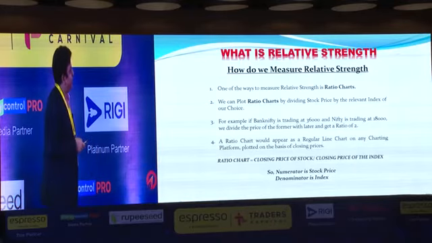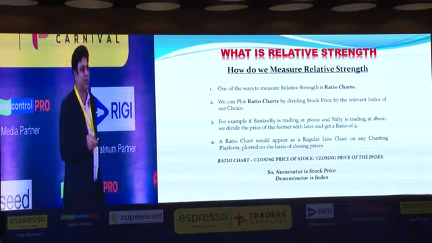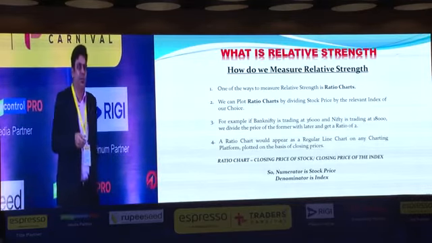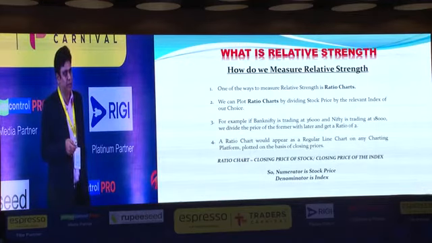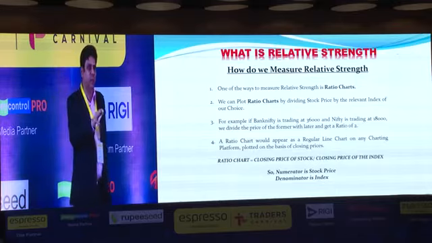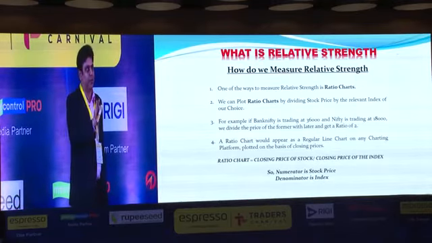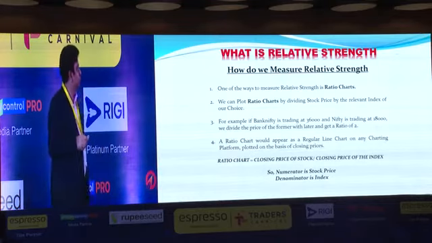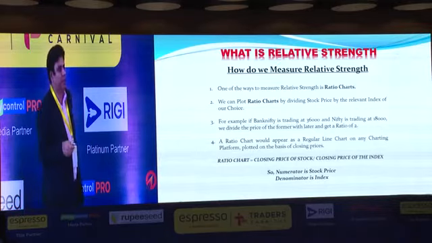We can plot ratio charts by dividing the stock price with the relevant index of our choice. So for example, if we want to check the relative strength of CNX IT, there is a relative strength indicator in TradingView. I have published that, and at the end of the session, I will let you know the name of the indicator where you can easily plot the relative strength line. So please don't worry about how we are going to plot this ratio.